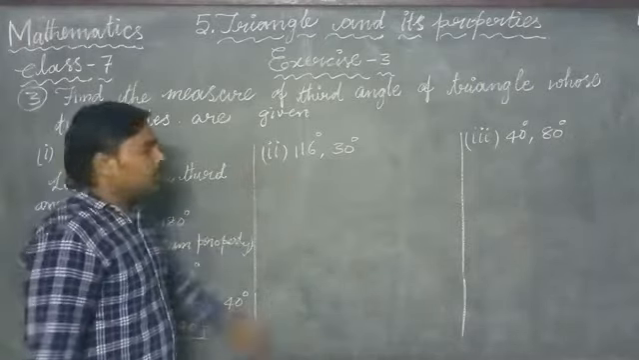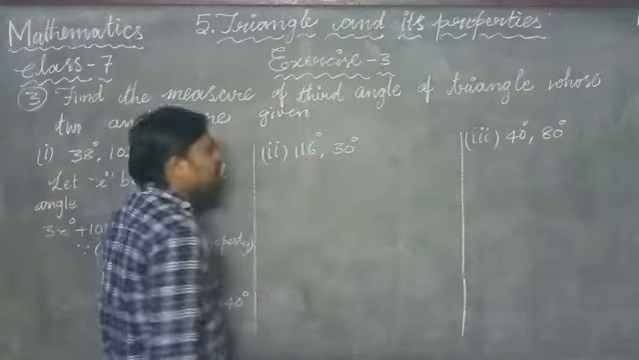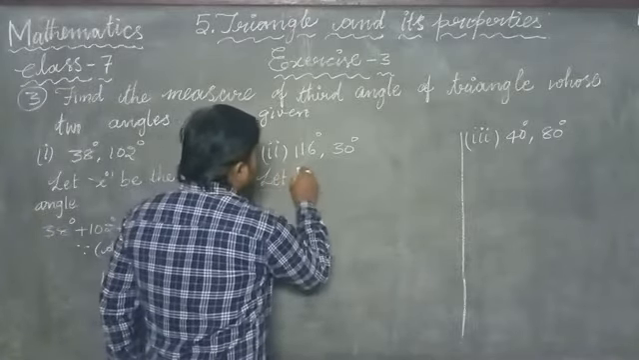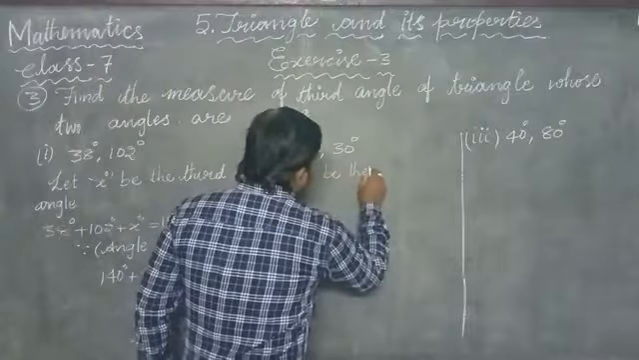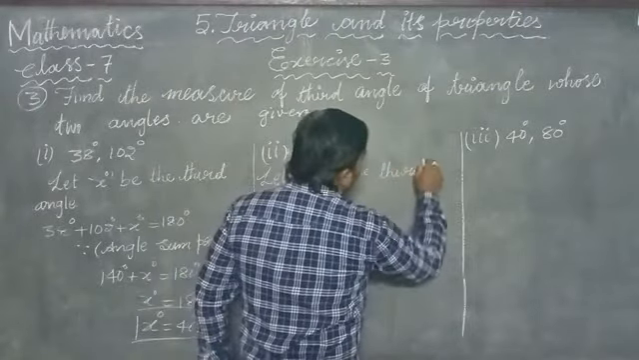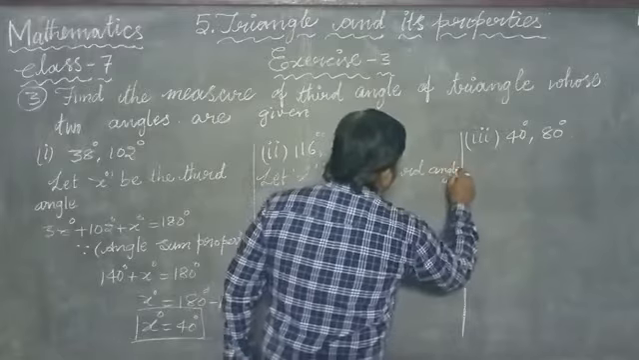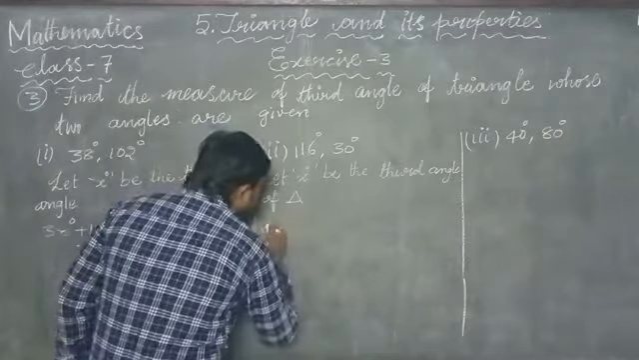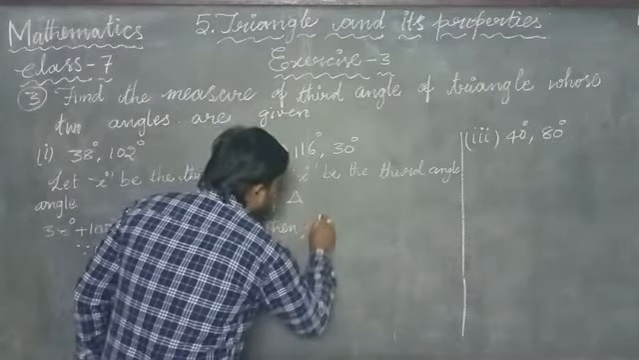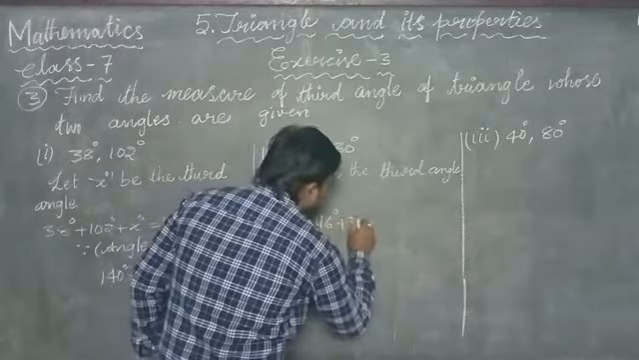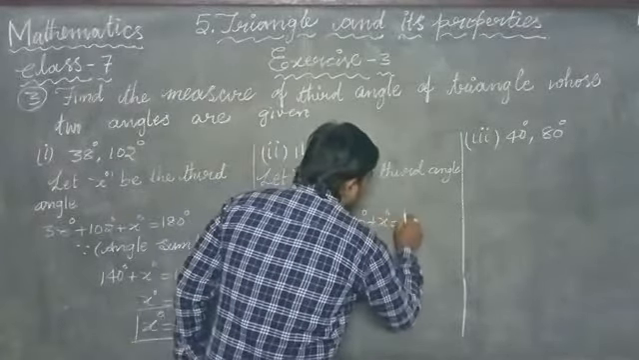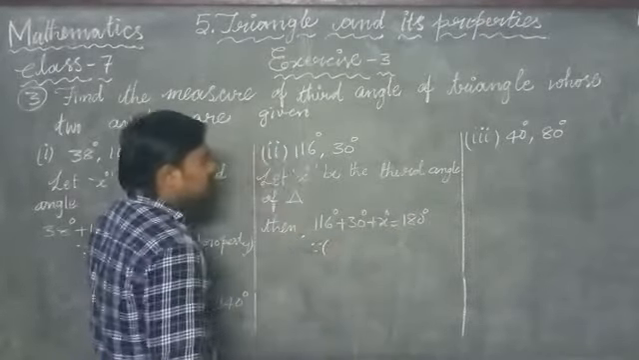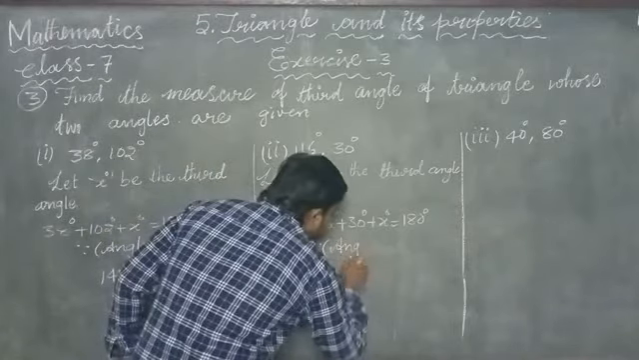Okay, now see the second one. Here they have given 116 degrees and 30 degrees. Okay, here let x degrees be the third angle of the triangle. Then 116 degrees plus 30 degrees plus x degrees equals 180 degrees, since it was taken from the angle sum property of a triangle.